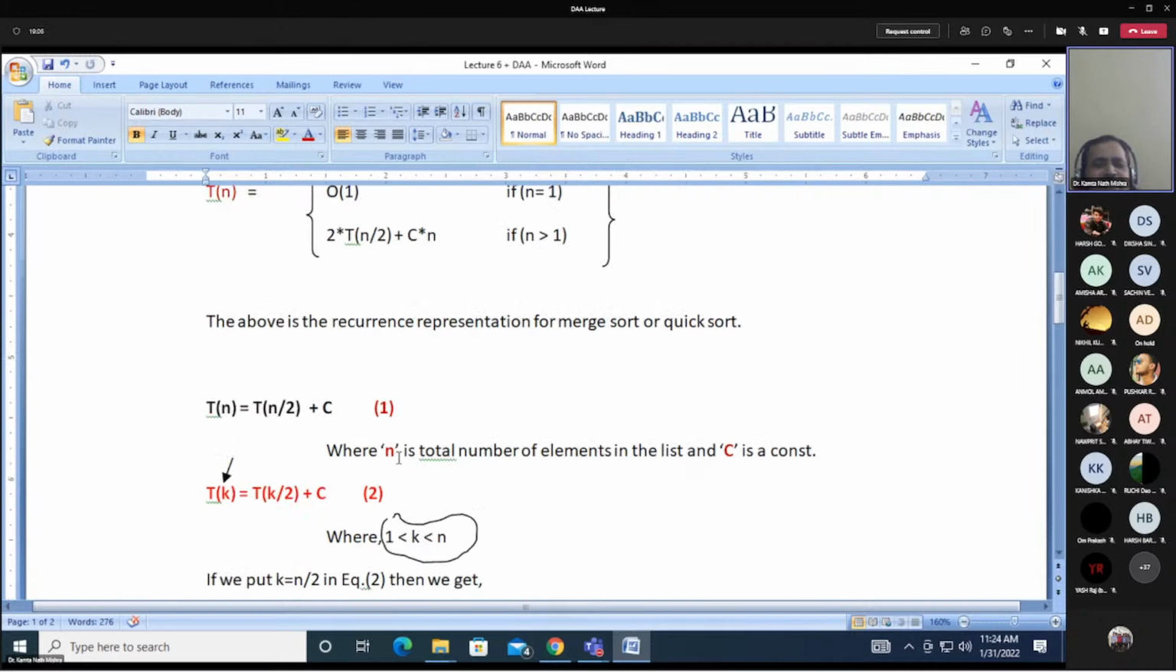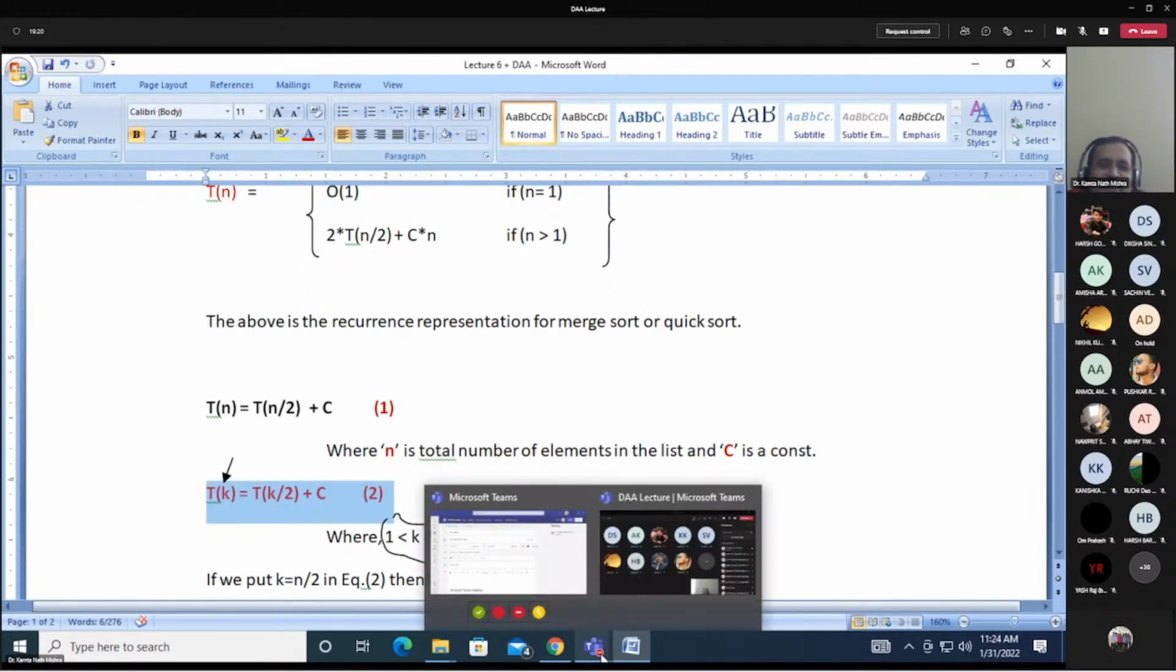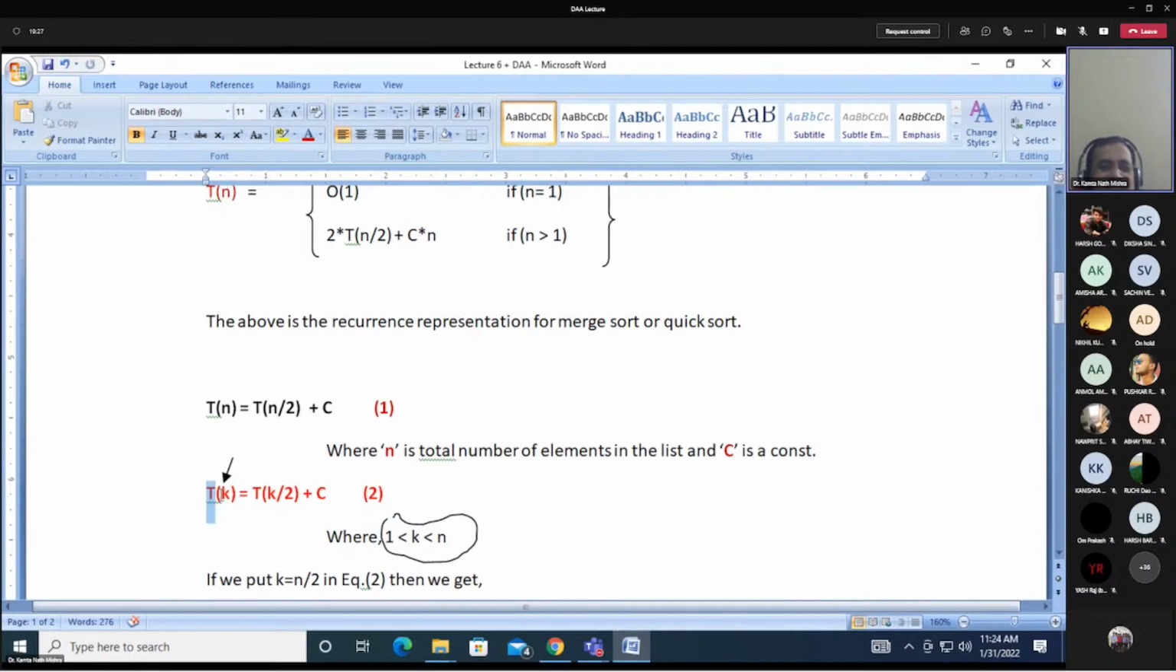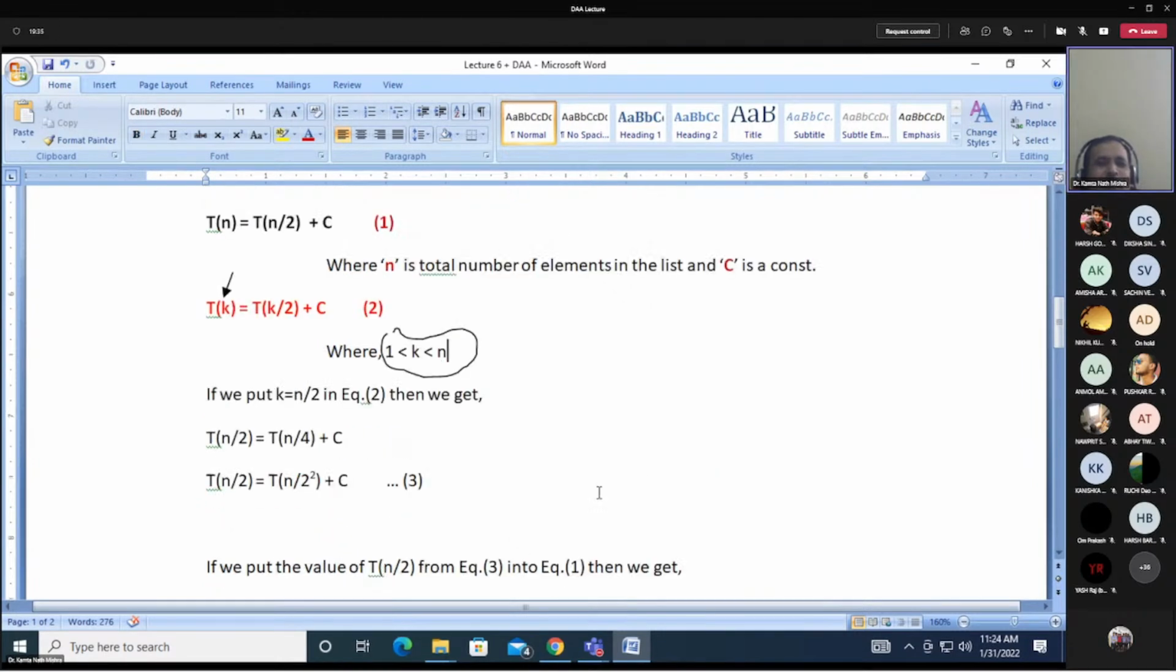Why have I written T(k) equals T(k/2) plus C in red color? Any guess? It is the general equation for any value. In the substitution method, every time you need to substitute this equation 2. So now what do we do?